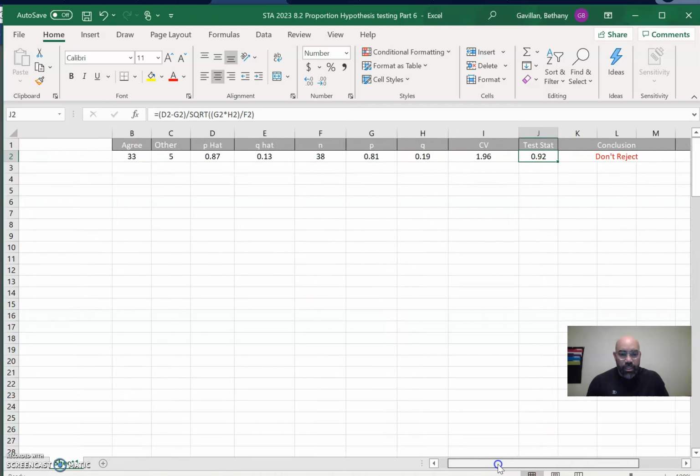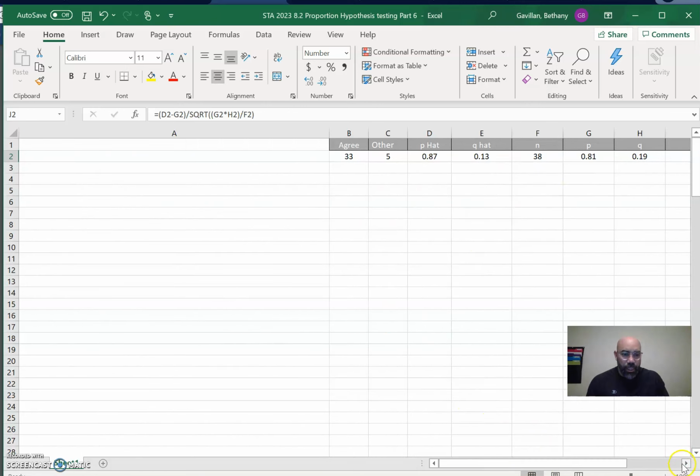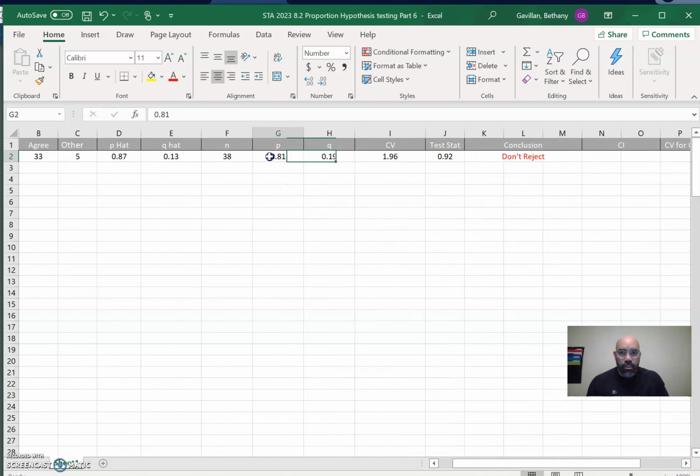And so what happens is that we made the claim. The null hypothesis was that the population proportion of people who agree with the statement that all humans should have access to healthcare is 81%. We collected data and we found that 87% of our sample did. So we're going to compare the 87% to the 81%. So the alternative hypothesis would be that the population proportion of people who agree with the statement is not equal to, or is different than, 81%. We collected the data, we analyzed it, and then we got a test statistic of 0.92.